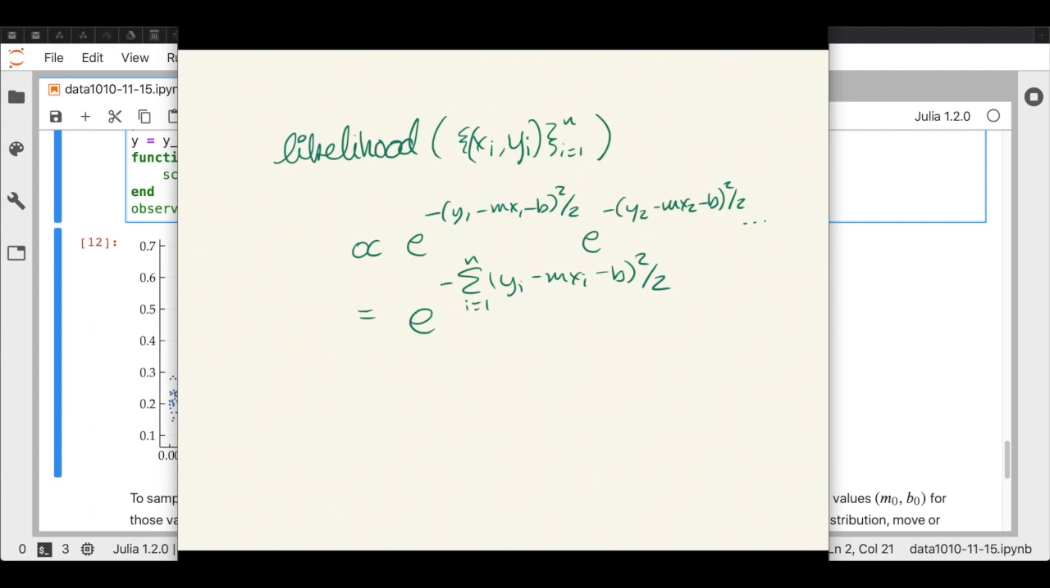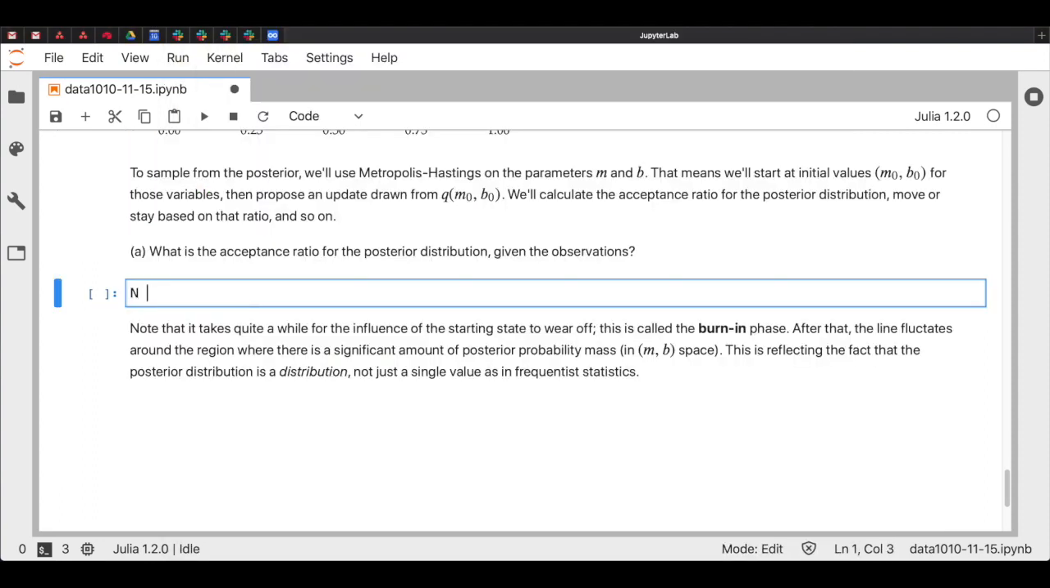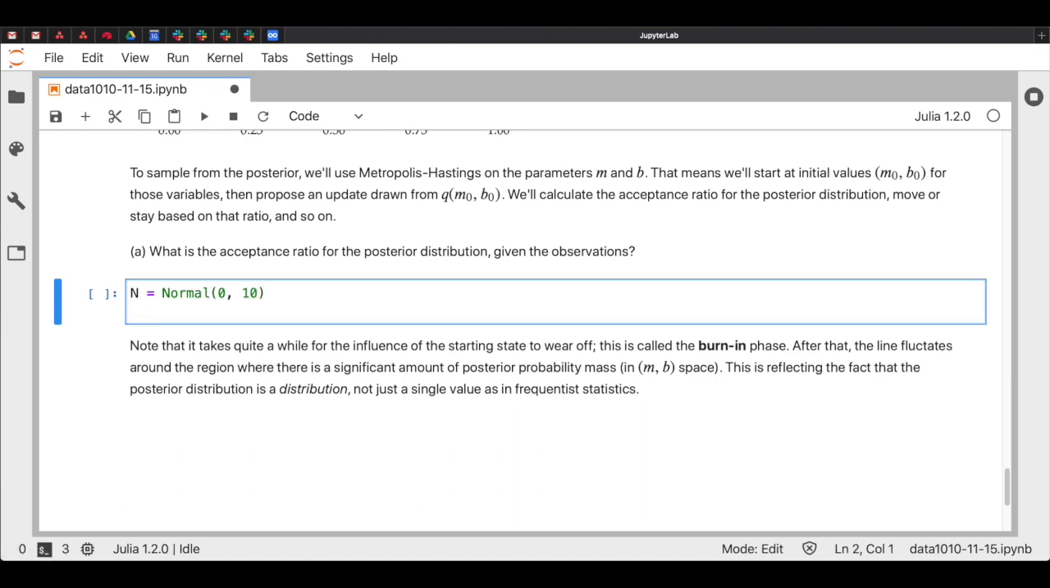Then we can do that whole process many times and we'll get lots of observations from the posterior, and from that we can draw conclusions about the posterior distribution, like the variance of M or the variance of B, quantiles, means, and so on. So let's code this up. Let's start with our normal distribution, mean 0 and standard deviation 10. This is the prior distribution for both M and B.